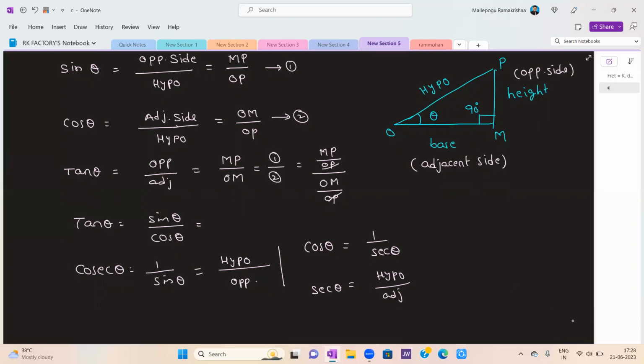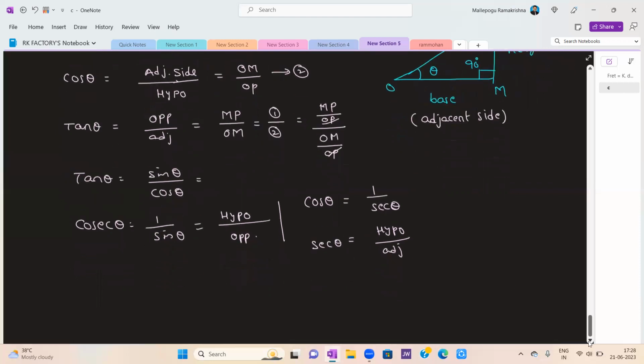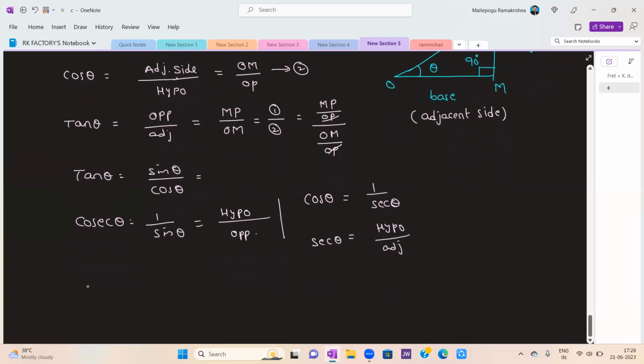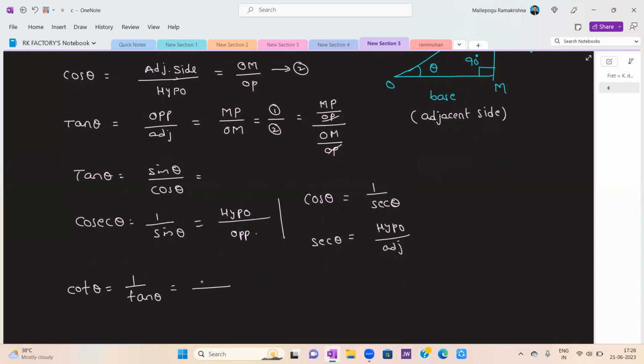And next, the cot theta. Cot theta is also a reciprocal. Cot theta is the reciprocal of tan theta. Whenever we are writing tan theta, it is opposite by adjacent. But whenever you write the reciprocal to get cot theta, you write adjacent side by opposite side.